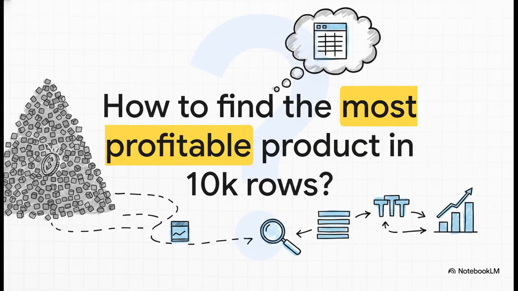Let's kick things off with a pretty crucial question, one that really hits on the overwhelming reality of raw business data. How do you find the single most profitable product when it's buried in 10,000 rows of raw text? I mean, it's literally the ultimate needle in a haystack scenario. So let's dive into this. Because the answer isn't about just reading faster or scrolling harder. It's about leveraging the exact right sequence of analytical tools.